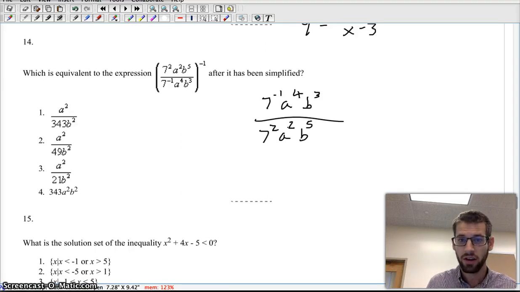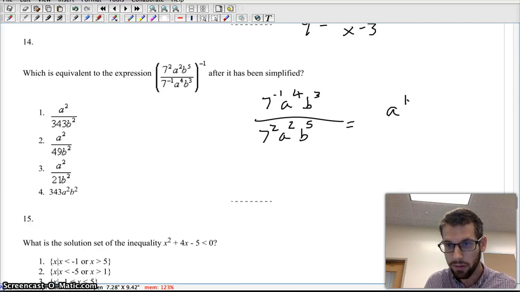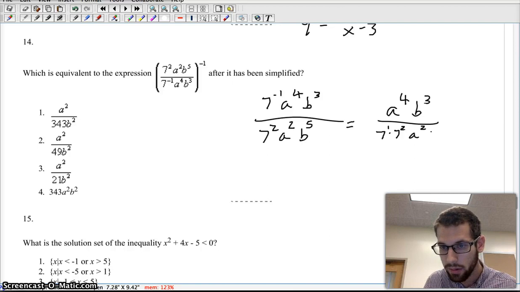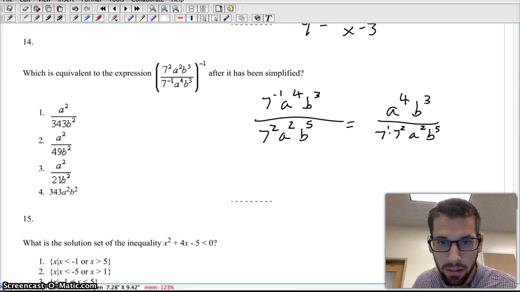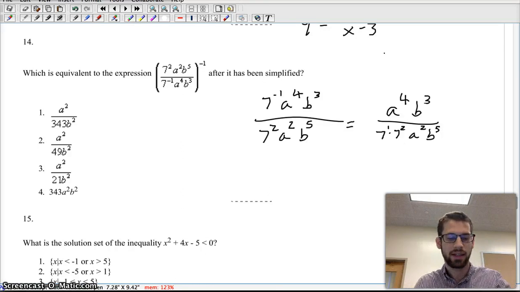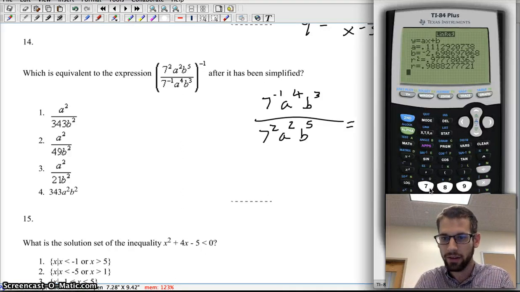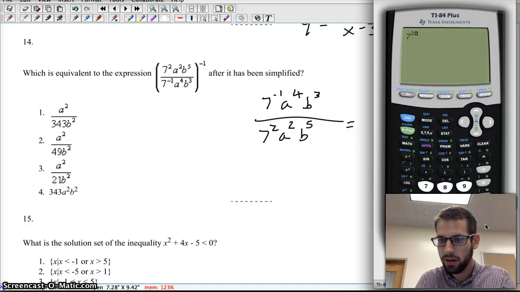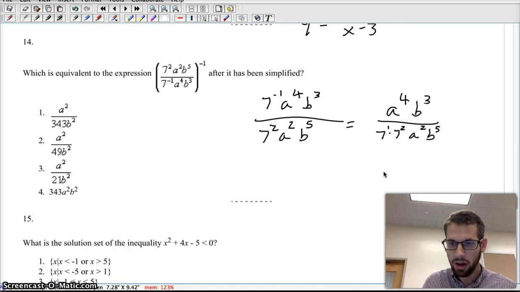Alright, so now I'm just going to change all my negative exponents around. So a to the fourth is staying, b to the third is staying, but my 7 to the negative 1 is going to the bottom, and it's just going to be 7 to the 1 times 7 squared, a squared, b to the fifth. Okay? So now let's go ahead and figure out what 7 to the third power is on my calculator. I can do 7 to the third. So now 7 to the third is going to be 343. So I'm going to rewrite it. I'm going to draw my fraction. 343 goes on the bottom.